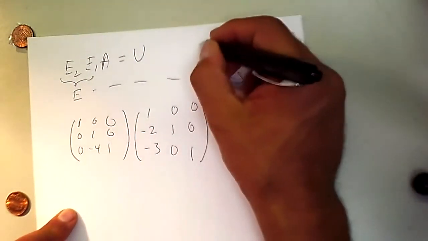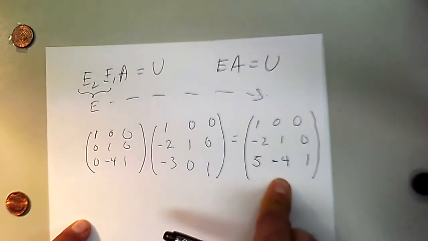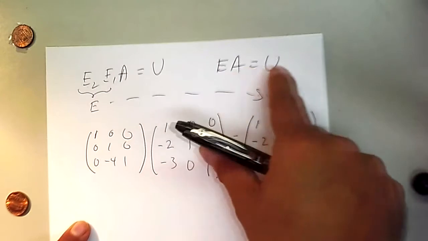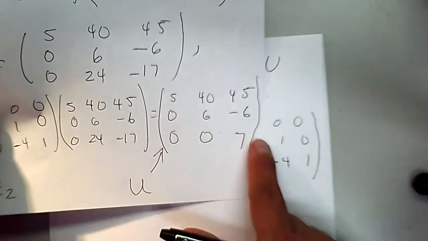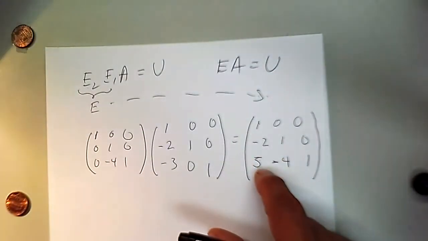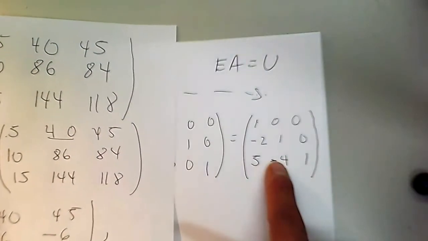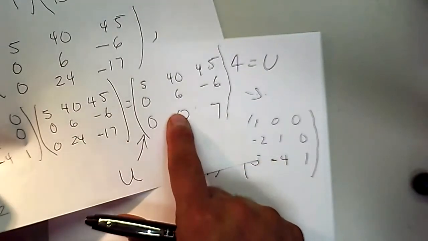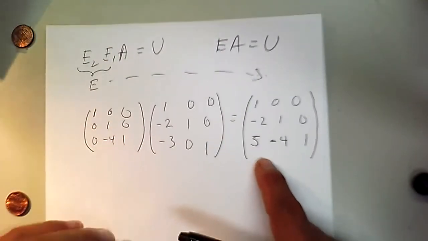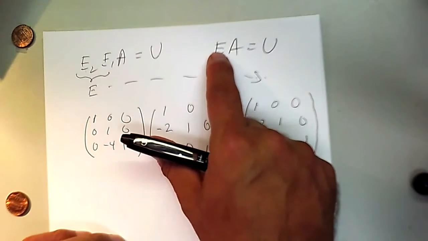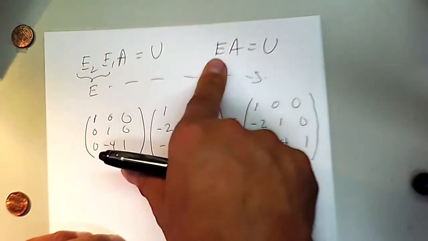So right now what we have is EA equals U. If we multiply this guy with the original A, we're going to end up with the upper triangular matrix, this one. And it's not a bad idea to double check. There's a lot of matrices going on here. But I don't want that. I want A to be something times U. So we have to find the inverse of E.